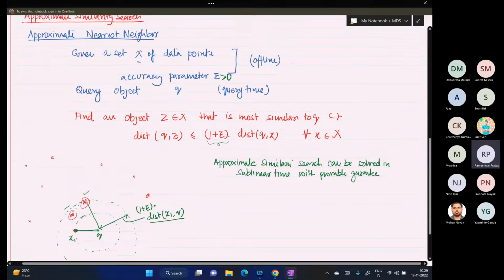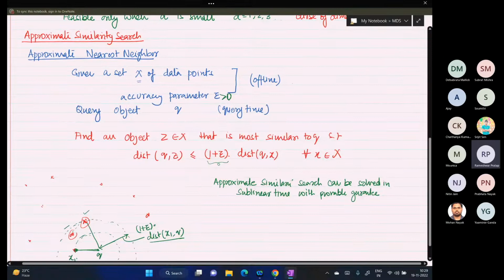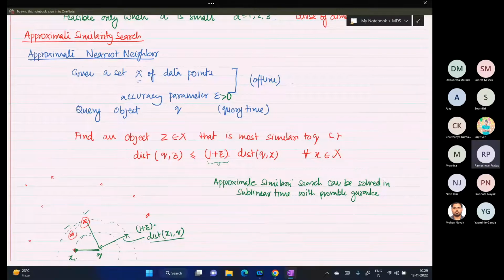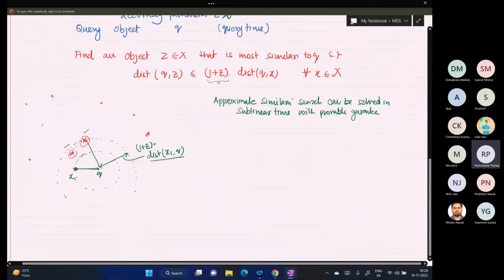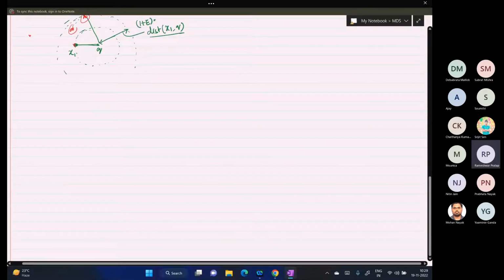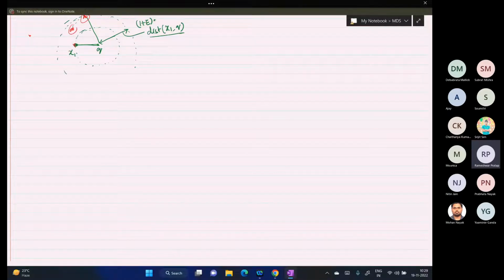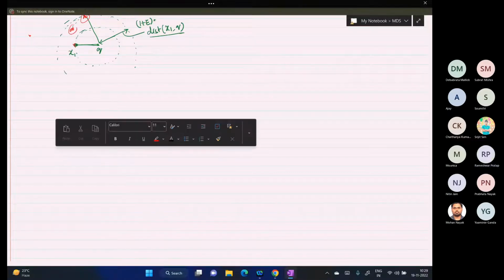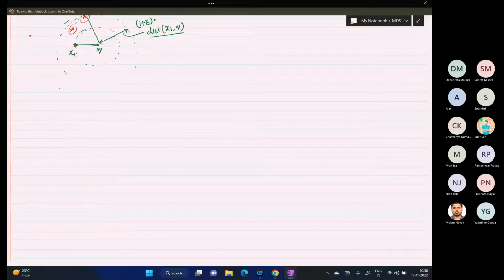Okay, but before that, we'll see another version of the problem, and we'll see that the approximate nearest neighbor search problem can be solved using the problem that we are going to define. Okay, so let's define one more variation of this problem, that is called the approximate near neighbor problem.